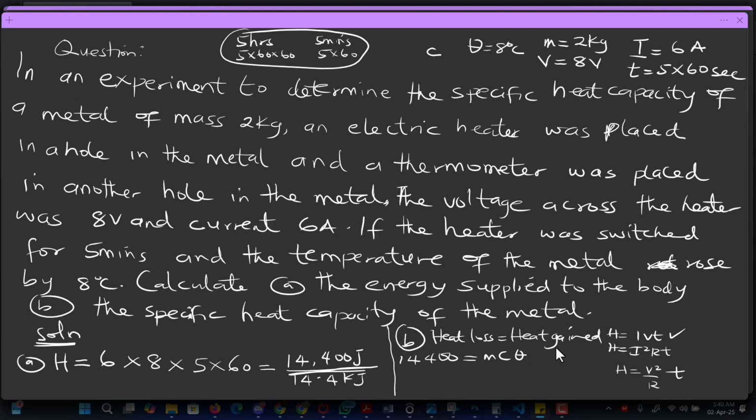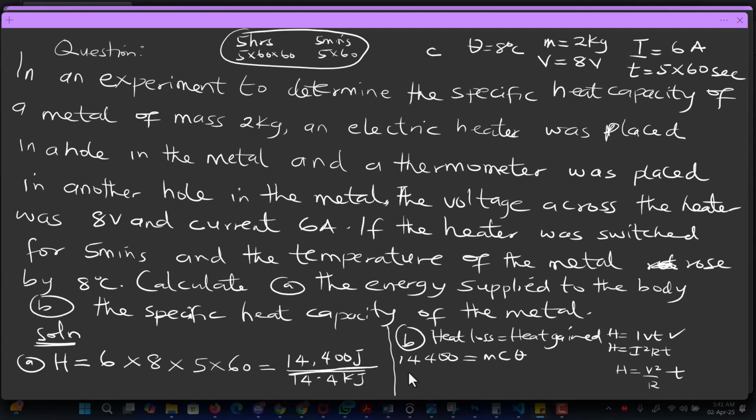MC theta, because whenever a substance is gaining heat, the formula for heat gain is always one formula, which is MC theta. But for heat loss, it depends. If it is by electrical method, it's going to be IVT or I squared RT or V squared over R times T. That is if it is by electrical method. But if it is by mixture method, it's still going to be MC theta. Just take note of all this that I'm saying now. Take note of that, please.